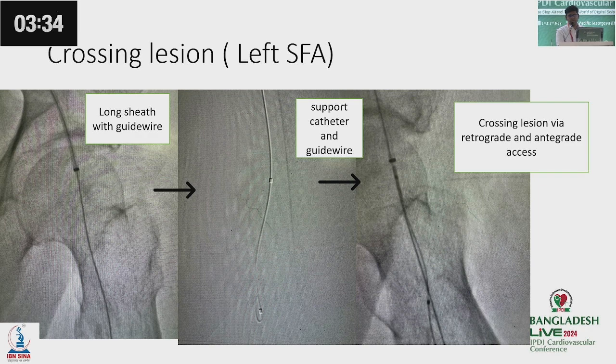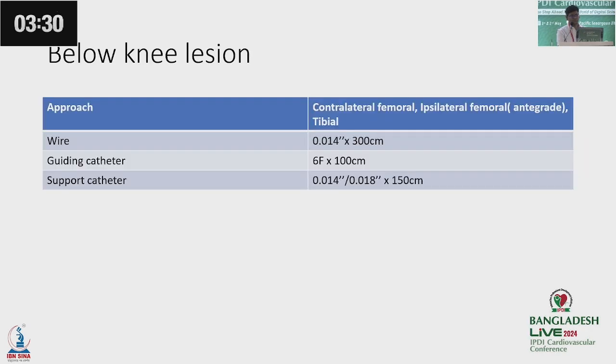So we use that technique. We punctured the peroneal artery and we successfully crossed the lesion. This is for below knee lesion. For below knee lesion, we have to use some low profile wire and low profile catheter.